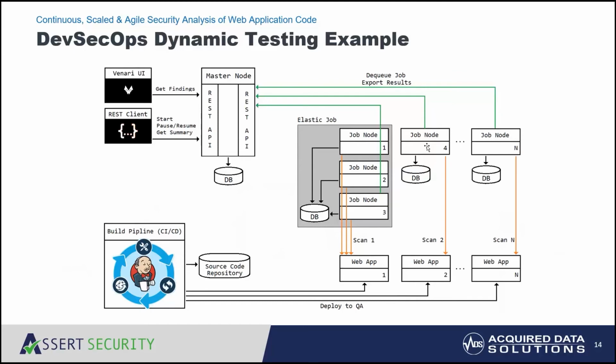Venari is a REST API driven architecture. Jenkins is an orchestrator that is very well suited to making calls on REST APIs, and this is a fully orchestrated multiple pipeline scenario where multiple apps are being tested and at least one of them is being tested elastically. And this scales up to a pretty good degree. So if you had hundreds or thousands of applications, you might have, you know, many of these kinds of clusters inside of individual pipelines, but this basic architecture describes how Venari interoperates with an orchestrator to do security testing.